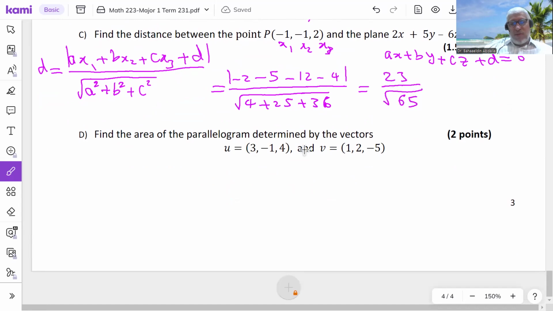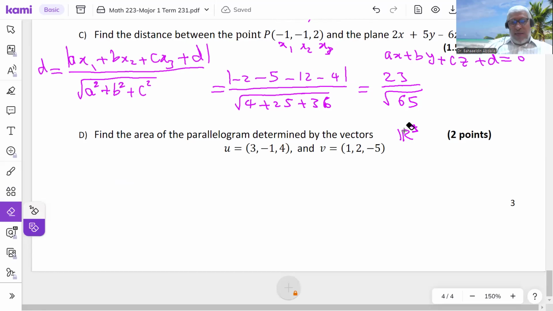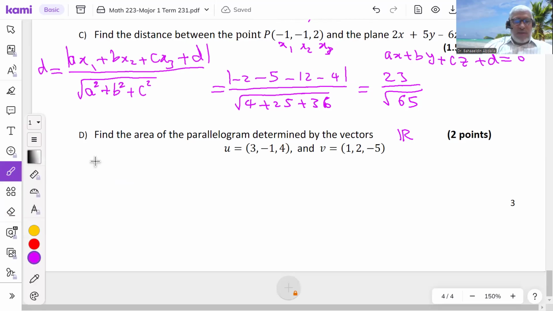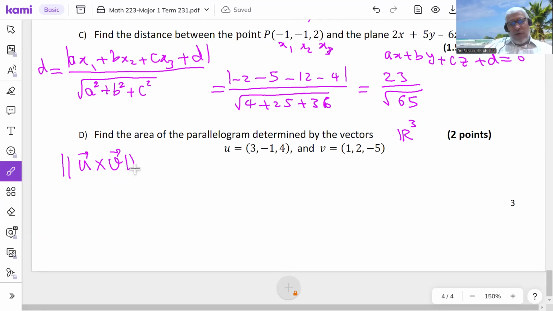The area of the parallelogram determined by these two vectors. In R3, we are in R3 in the space, and the rule says the area of the parallelogram is in fact given by the norm of the cross product of U and V. To find the cross product of U and V, we write them like this: 3, negative 1, 4, 1, 2, minus 5. Well, U cross V is a vector. Cross product is a vector. The answer would be a vector, okay?